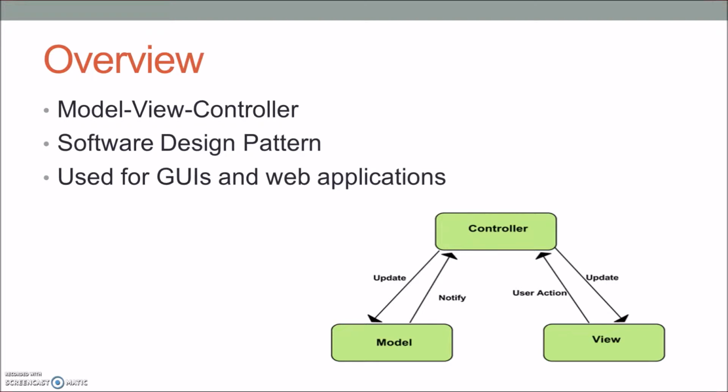The main feature of the MVC pattern is that it isolates the data from the controller and the view in the application. By doing so, the model does not need to depend on the controller or the view. This software design pattern is most commonly used for implementing graphical user interfaces and web applications such as websites and dashboards.